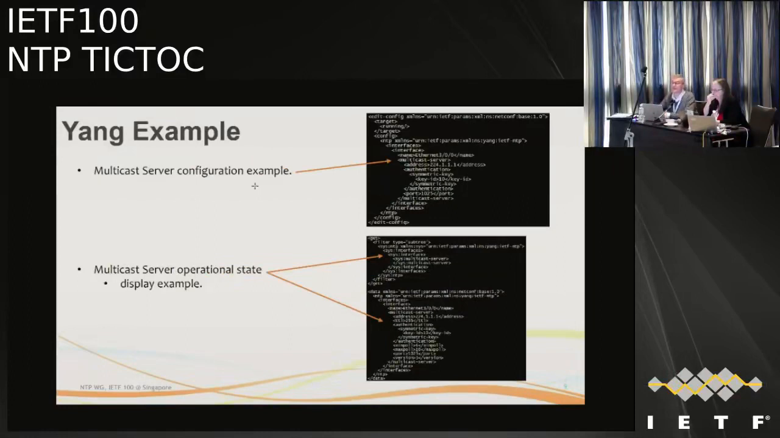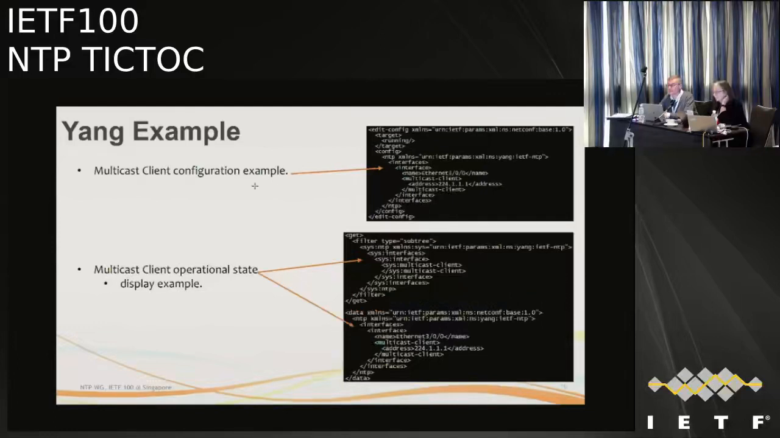This is the multicast server configuration in which the user has configured multicast address as 224.1.1.1 on interface Ethernet 300 with authentication key ID as 10 and port as 1025. When the user performs the get operation, he will get this information as mentioned over here: the same multicast address 224.1.1.1 with authentication key 10 and port 1025.